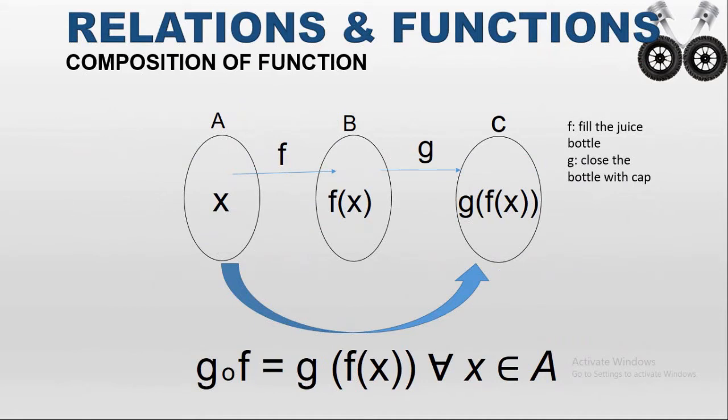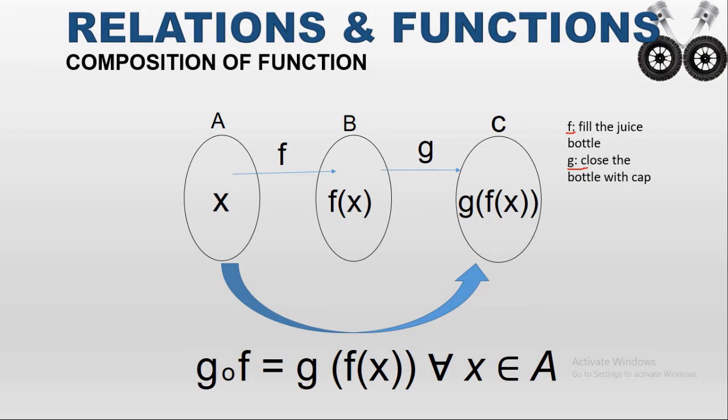Let us think about some juice factory. What will happen in the juice factory? First they will make the juice and fill it in the bottles. After filling the bottle, they will close the bottles. So filling the juice in a bottle is the first function performed here, which I took as f. Then after filling the juice, I will close the bottle. Closing the bottle with the cap is the second function, which I took as g.